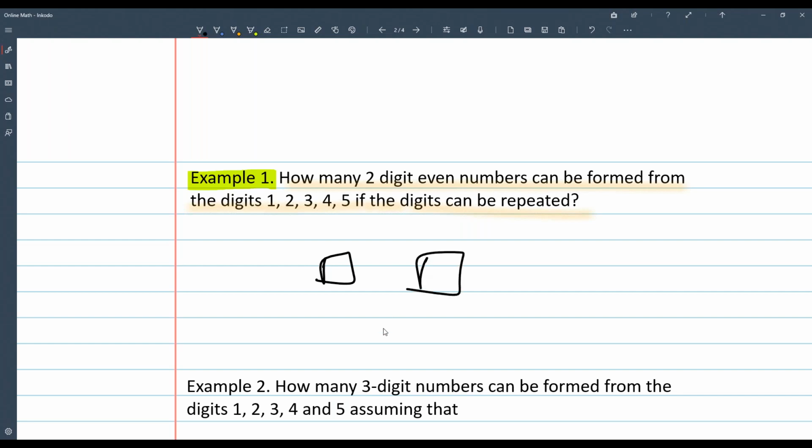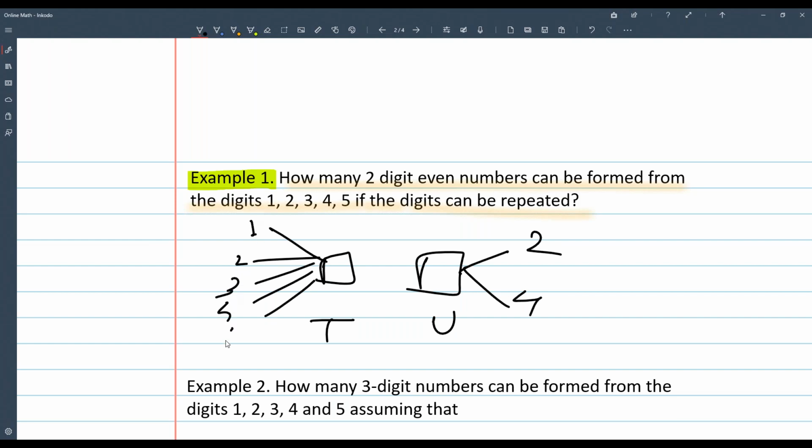See, we have to fill a 2-digit number, 2 boxes, unit place and tens place. Unit place has only 2 choices, either 2 or 4, but tens place has all 5 choices, either 1, 2, 3, 4, 5, because repetition is allowed. So in how many ways can this be done? First box can be filled in 5 ways, second box can be filled in 2 ways. So the total number of ways of filling these 2 boxes together is 10 ways.